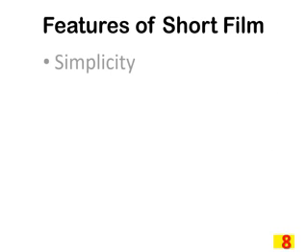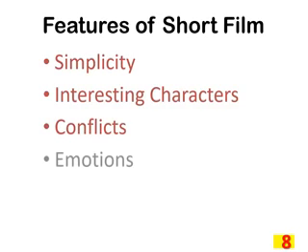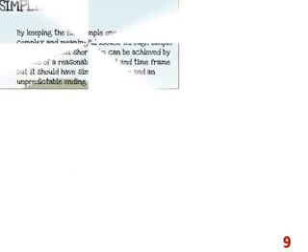Now let us look at the features of the short film. First, it is simplicity, then interesting characters, then conflicts between the characters in the movie, emotions which are seen in the characters, and originality. So these are the five features of a short film. Let us look at them one by one.